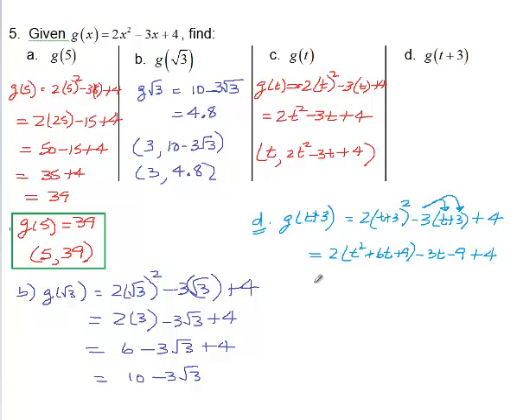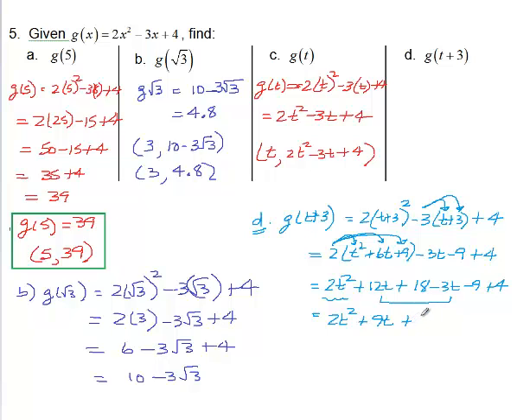Okay, plus 4. Now we still have a distributive property to do here. 2 times t squared, 2 times 6t, 2 times 9, so it's 2t squared plus 12t plus 18 minus 3t minus 9 plus 4. Now let's add any like terms. There's no other t squared terms. It's just 2t squared. But I do have like terms between 12t and negative 3t. That'll be positive 9t. And if I add the other three numbers together, 18 subtract 9 is 9. 9 plus 4 is 13. So that's what g of t plus 3 is equal to.